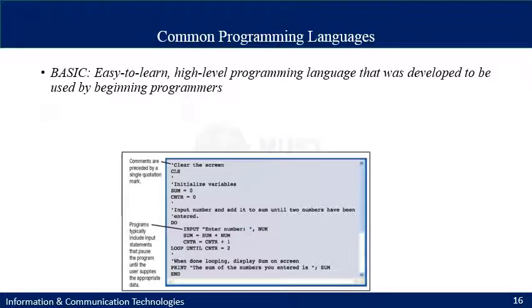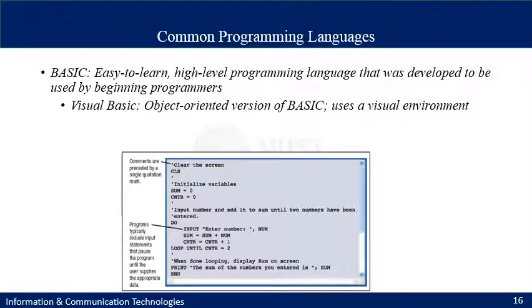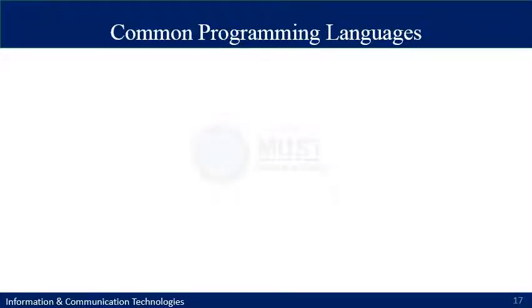Another common language is the BASIC language, which is an easy to learn, high-level programming language that was developed to be used by beginning programmers. Another version of BASIC is Visual Basic, which is an object-oriented version of BASIC, and it uses a visual environment.